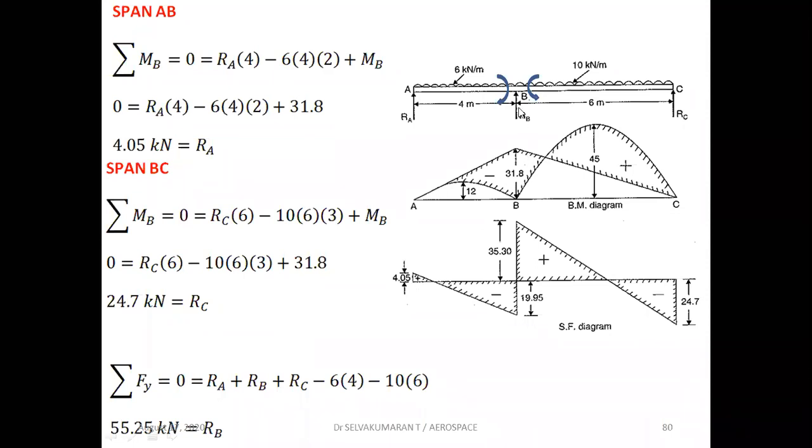Then at B, what would be the shear force? Already we have 4.05, and the 6 is acting downward. So 4.05 minus 6 into 4, you will get minus 19.95. You plot it here, locate a point, and connect it by a straight line. So this is the nature of the shear force diagram: when you have a UDL, it is a straight but inclined line.